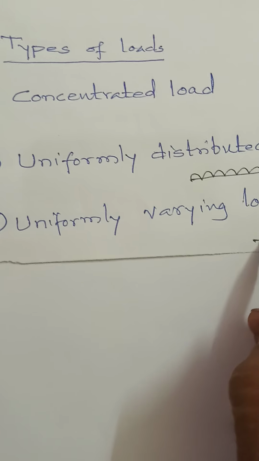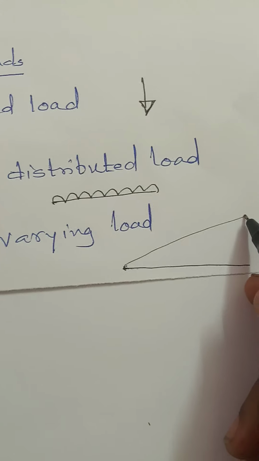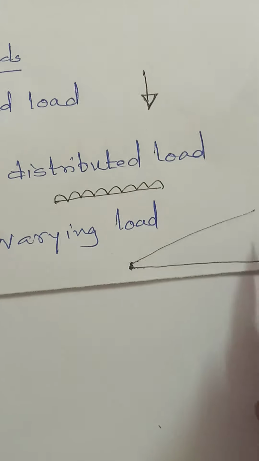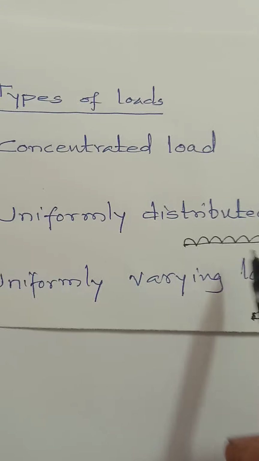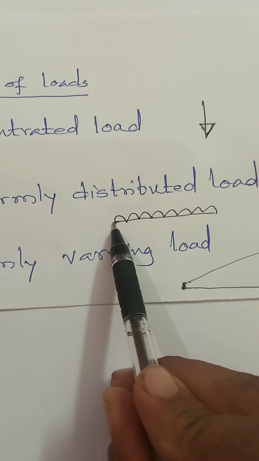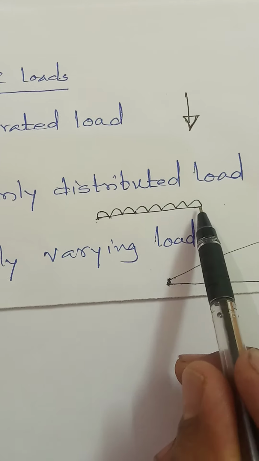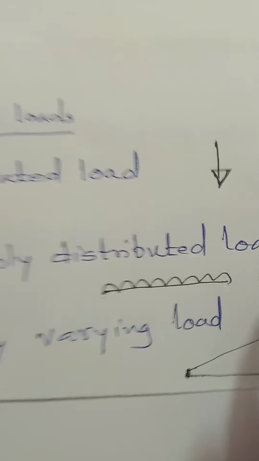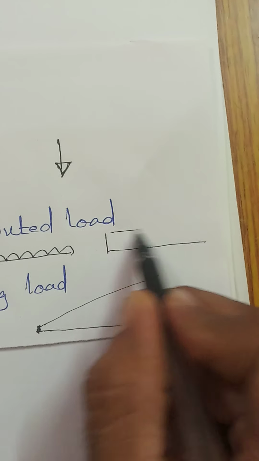Next we go for uniformly varying load. So in uniformly varying load, what's the difference here? So here it is nothing but on one side it will have a zero intensity of loading, on the other side it will have a maximum intensity of loading. Whereas in uniformly distributed load, the intensity of loading from here to here is constant, means from first end to the last end is constant. It can be shown even like this. It's also called as a rectangular loading.